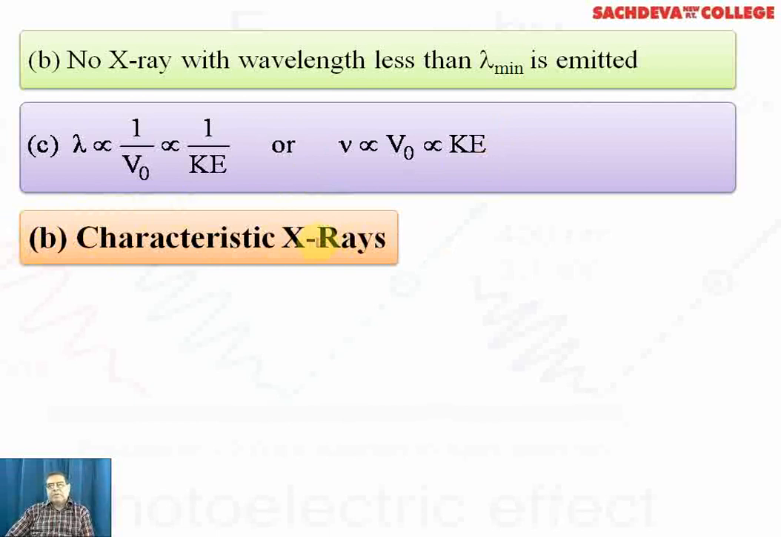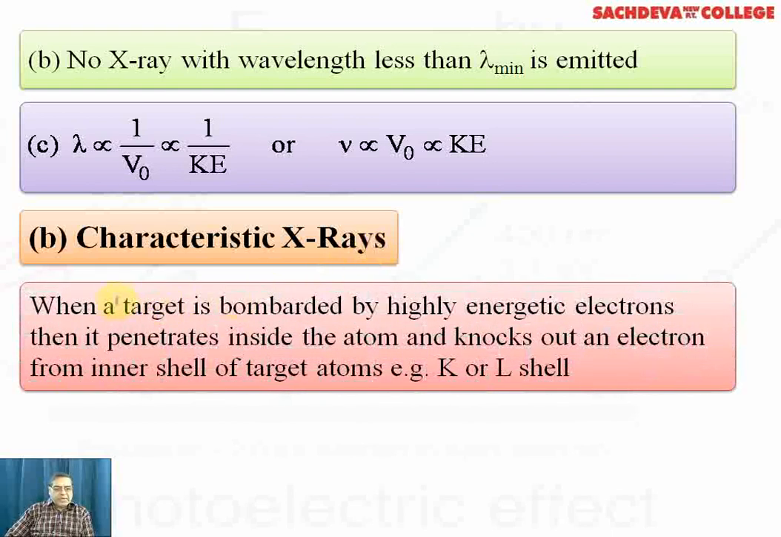It is a matter of which particular material the target is made of, which particular element is used for the production of X-rays. When a target is bombarded by highly energetic electrons, meaning electrons accelerated at very high voltage with energy eV, the electron penetrates inside the atom and knocks out an electron from the inner shells of the target atom. The electron with very high energy eV enters the target atom.